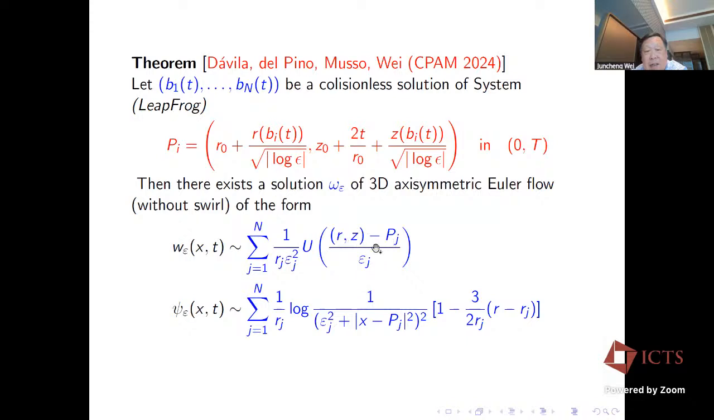And here the P_j, which have the vortex rotation, are given by this dynamics, the leapfrog dynamics, and we can also compute the stream function. So we give a rigorous proof of the leapfrog phenomenon, at least in short time. As long as there's no collision, we can have a rigorous construction of this concentrated dynamics.